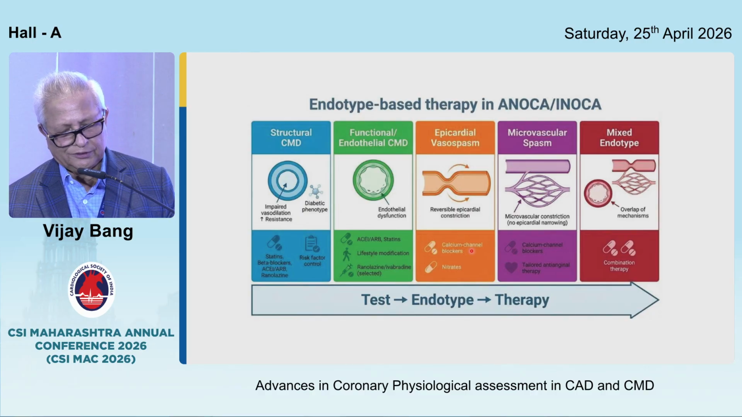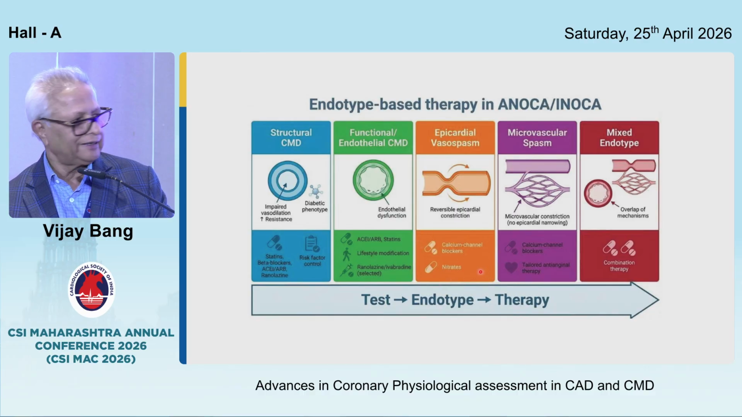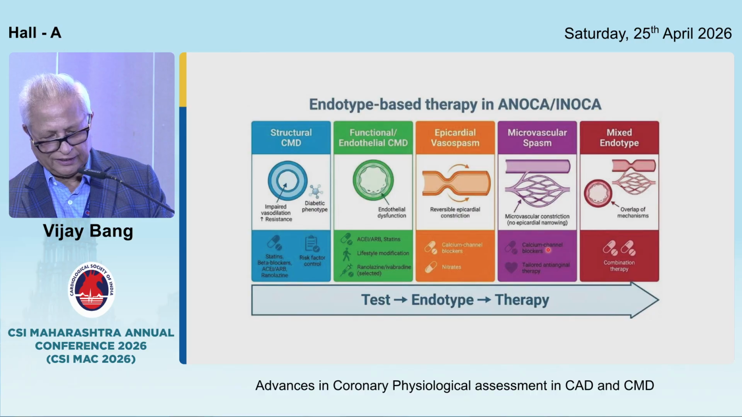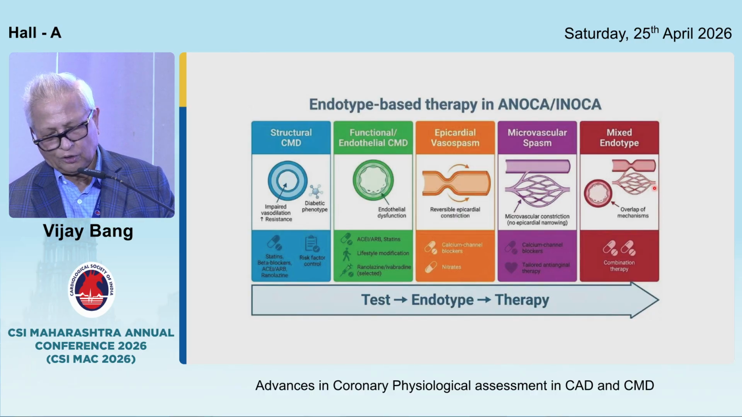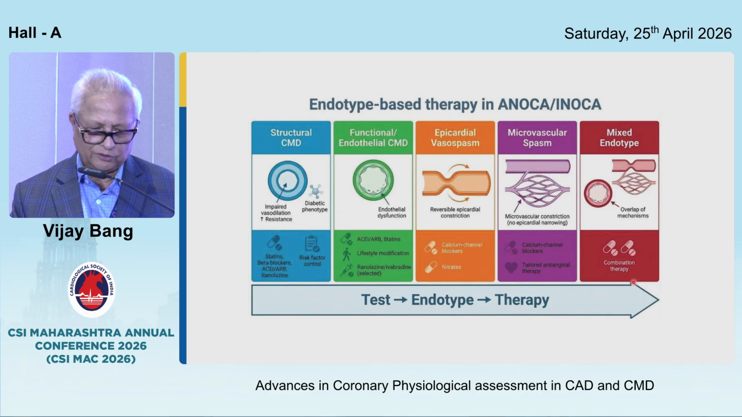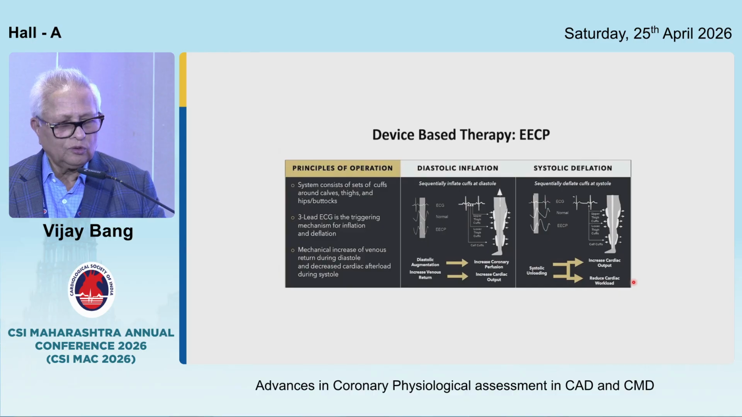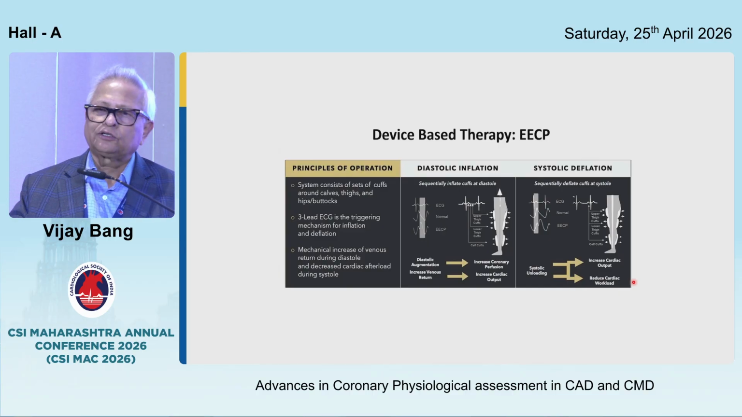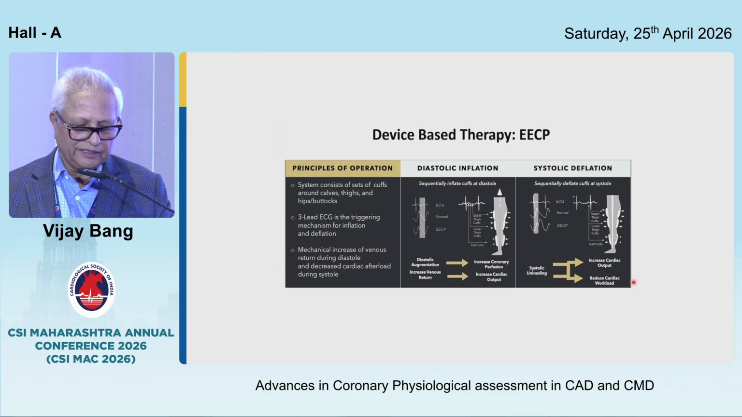Now coming to epicardial spasm, of course, calcium channel blocker. The predominant treatment is calcium channel blocker and nitrates. Microvascular spasm, if it is there, again calcium channel blocker, and also some other tailored treatment that I will talk about. Then there can be a mixed type of endotype, which can be a combination of epicardial plus structural and functional.